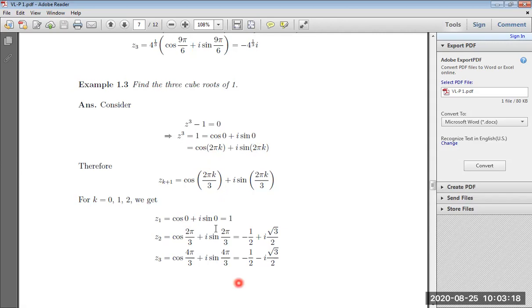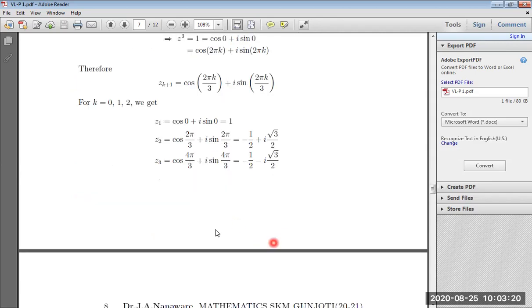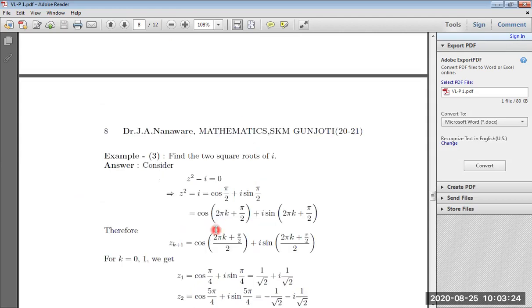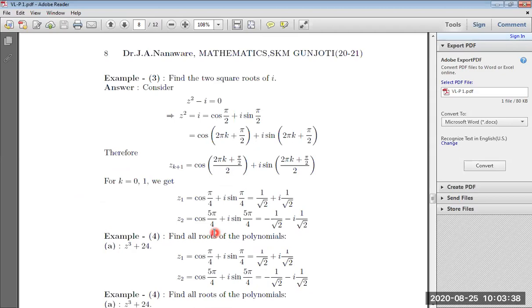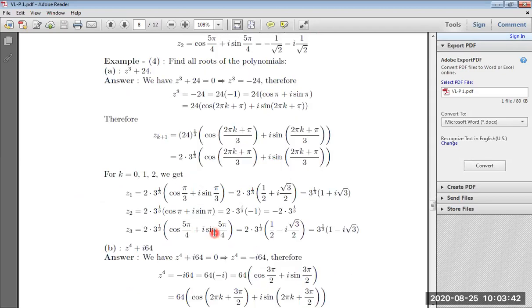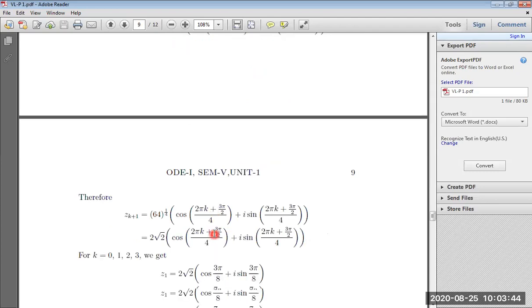Again, I have solved some examples. I will give you the solutions of those examples in the notes. You go line by line and try to understand, but the method is the same. Now I will consider some other kinds of examples.